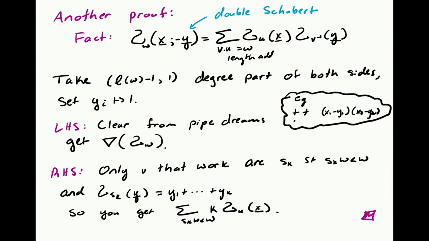So that's maybe something to check, but you can draw some pictures like I've done here and see that, as we're picking which Y we're going to pick out of this product, it's telling us an X that has to go away. And that's what differentiating is doing for us. On the right-hand side, the only V's that are going to give us the right degree are simple reflections, and in particular, simple reflections so that we go down in left weak order. That's what this length additive is getting for us.